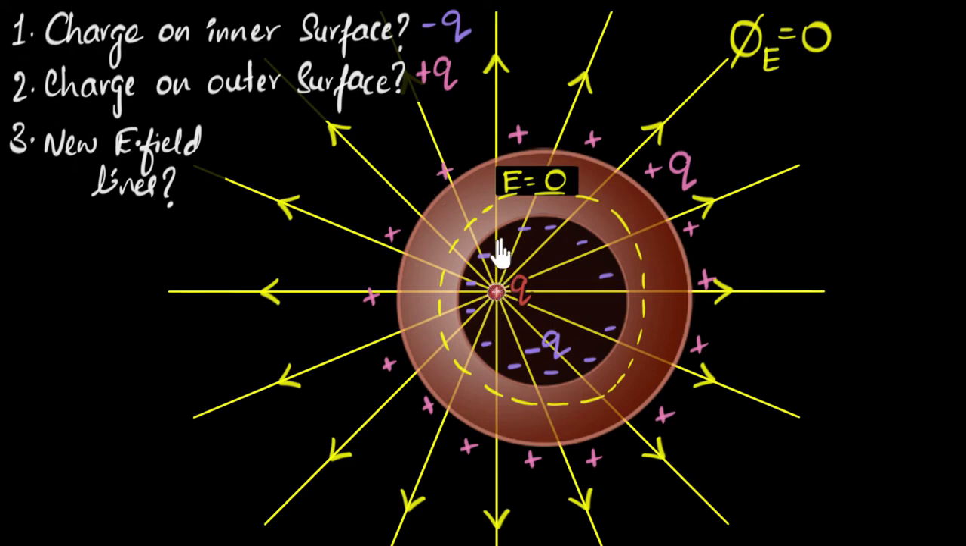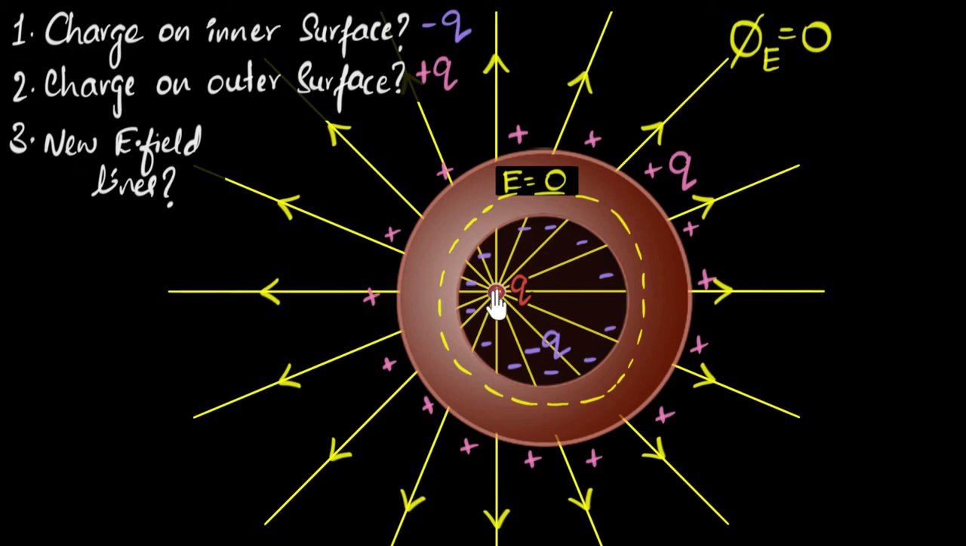Let's do this in steps. Let's first look at the electric field in this region. What's gonna happen to that? We know that electric field has to be zero under electrostatic conditions. So we can go ahead and rub that. So let me do this. This electric field is gonna disappear. All right, so we got one part solved.